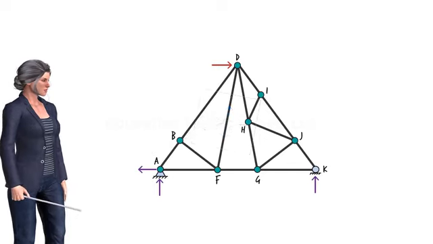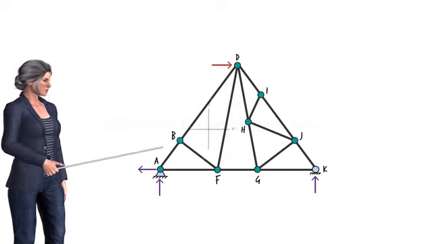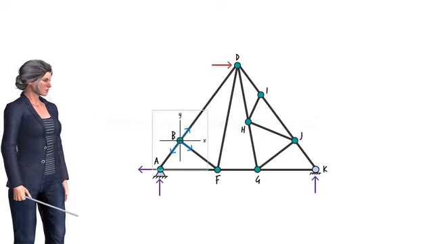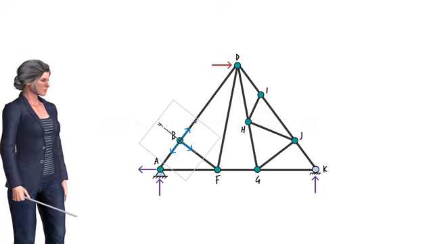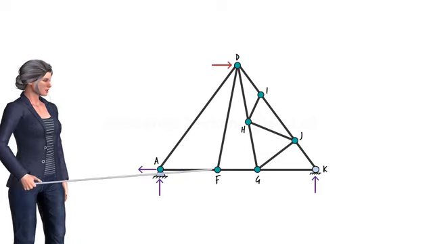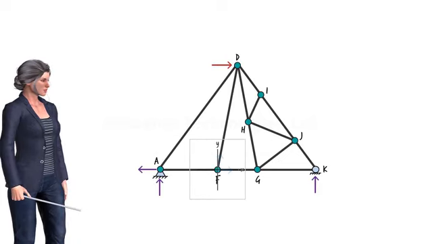Next, place the coordinate system at joint B and rotate the axes in order to show that BF is a zero-force member. Similarly, by examining joint F in the simplified truss, we can see that DF is a zero-force member.